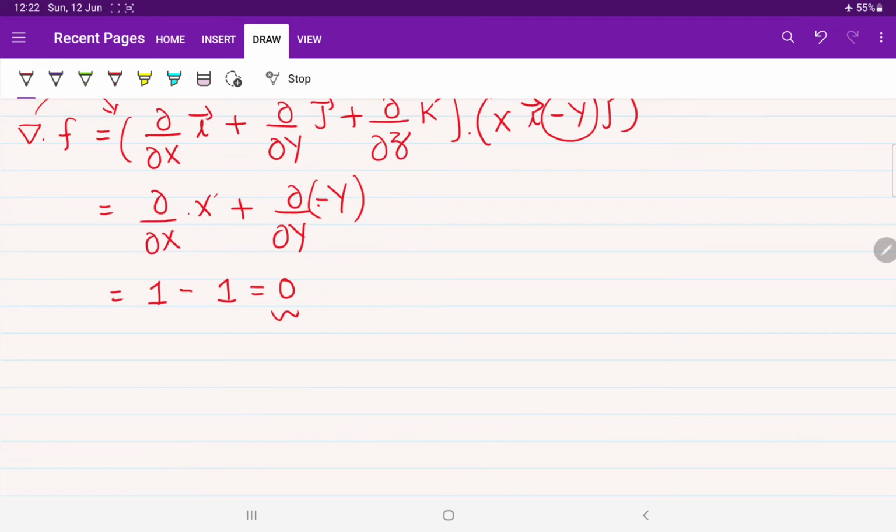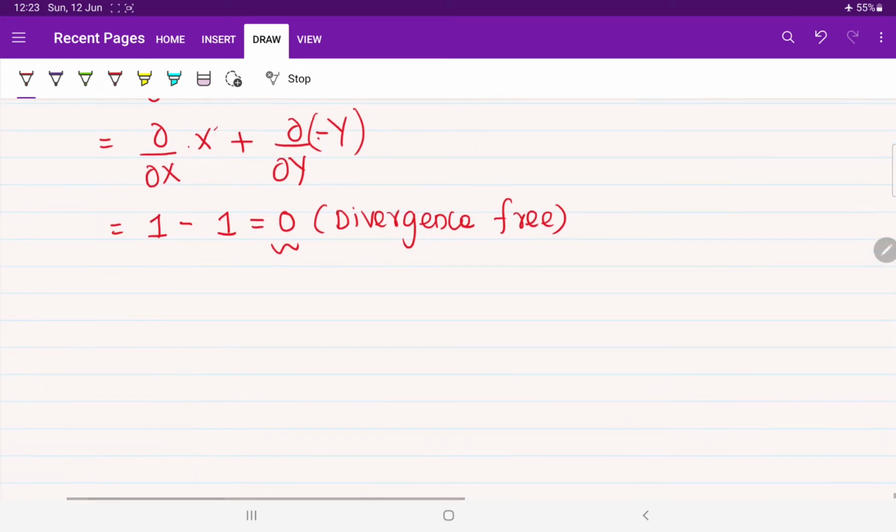What is the actual meaning? It means this function is going to be divergence free. This given function is not said to be a divergence function. So your resultant expression should not be equal to 0. Del dot f, this is the divergence of f. It should not be equal to 0 in order to get the divergence.